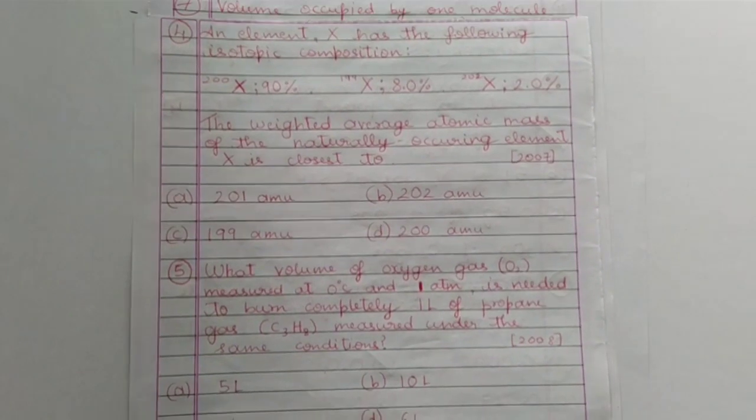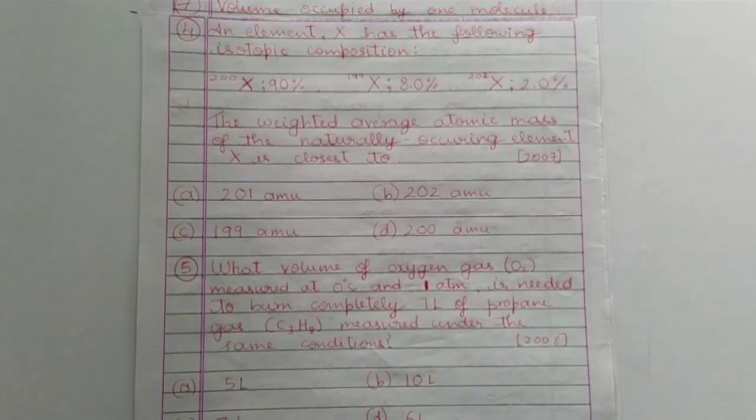Question 4. An element X has the following isotopic composition: 200X, which is 90%, 199X, 8%, 202X, 2%. The weighted average atomic mass of the naturally occurring element X is closest to.